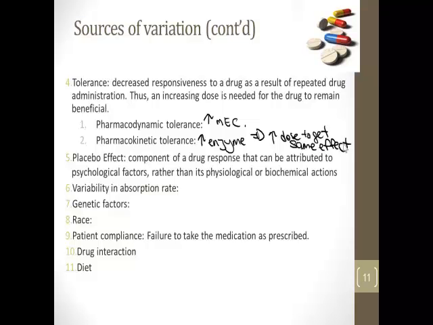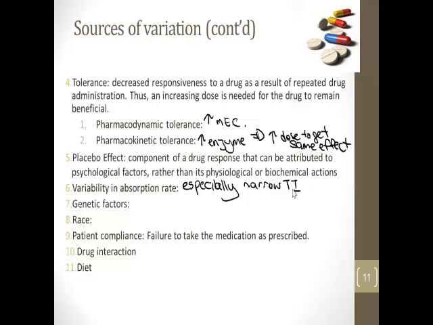Next one, placebo effect. You all know what a placebo is. And then the one after that, variability in absorption rates. This is very important, especially with drugs with a narrow therapeutic index. You remember therapeutic index is the difference between a therapeutic versus toxic dose, and for some drugs, the therapeutic and toxic doses are very, very close to each other. So if you have a variation in absorption rate, it can easily get to toxic levels.